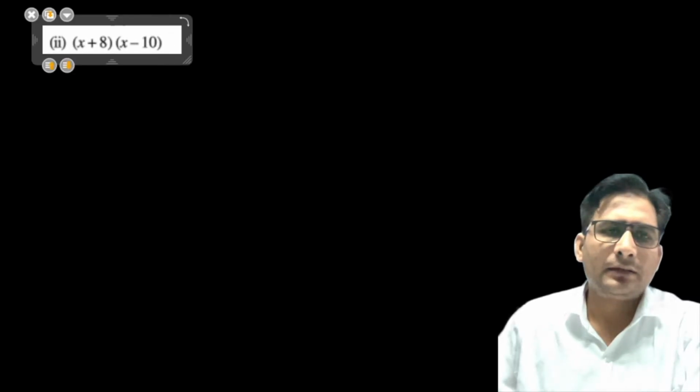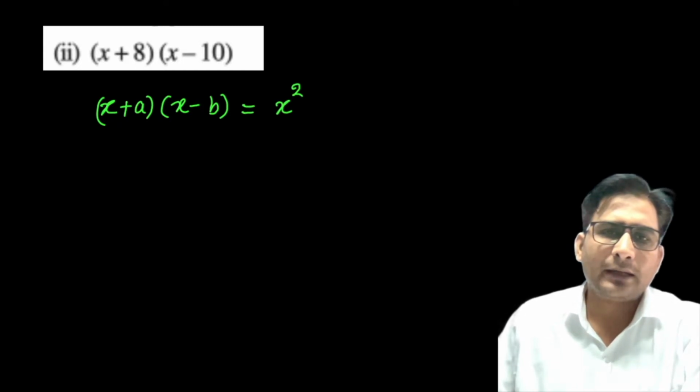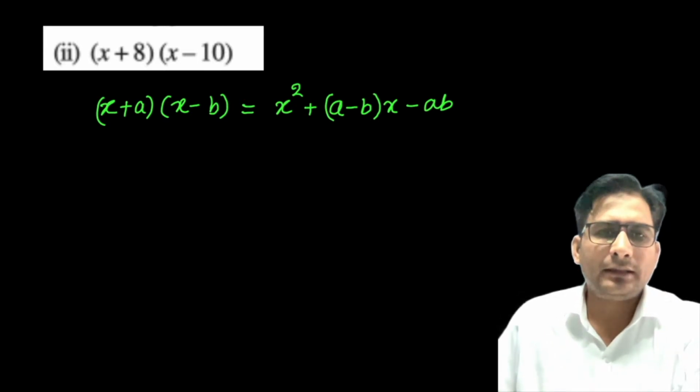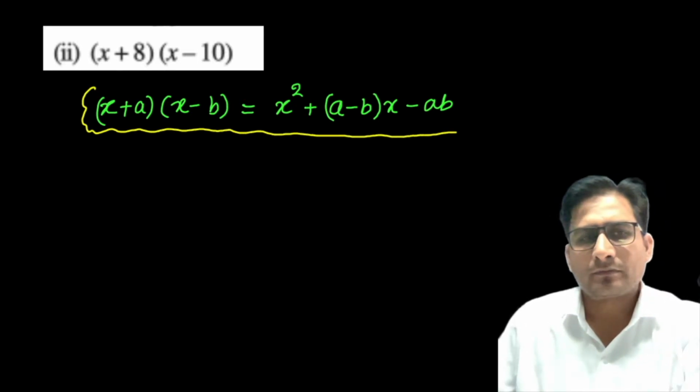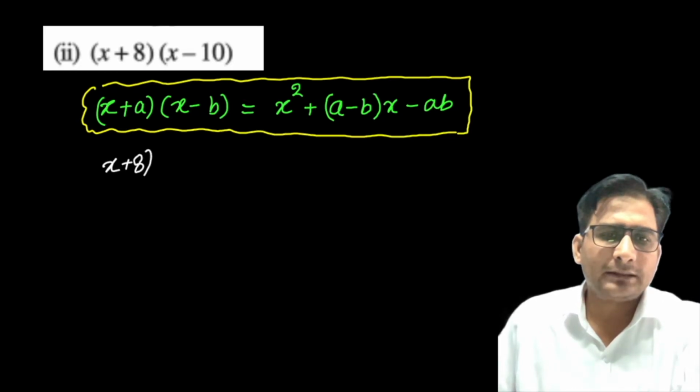If you look at the second part, let me explain the second part to you. It is x plus 8, x minus 10. So in the second part, let us use an identity here, x plus a and x minus b. This identity is x square plus a minus b x minus ab. So we need to use this identity here to simplify this expression, right? Now use this identity here. It is given x plus 8 and x minus 10, right?